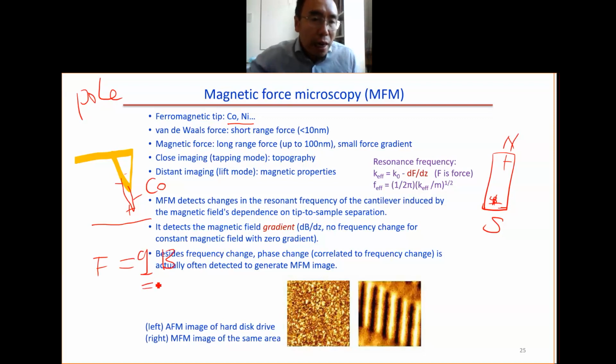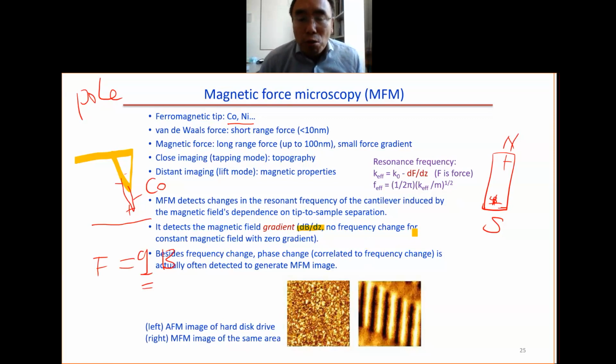the magnetic charge. But actually we do not have a single pole for the magnetic, but here we can assume we have this magnetic charge. So the force is given by magnetic charge times the magnetic field. Because we detect dF over dz, we will detect dB over dz. That means we detect the gradient of the magnetic field. This will be large at the boundary of the two domains.